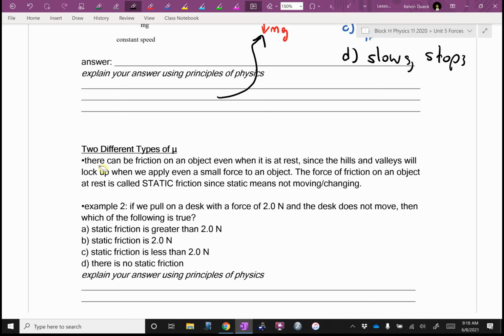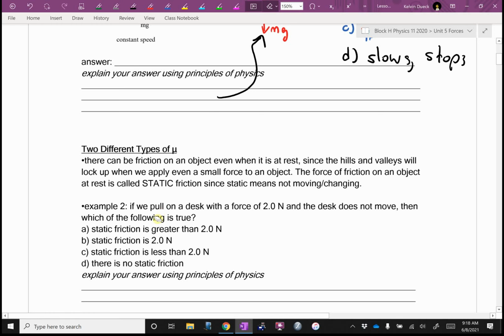So read along with me. First of all, it says this. There can be friction on an object even when it's at rest, since the hills and valleys will lock up when we apply even a small force to an object. The force of friction on an object at rest is called static friction, because static means not moving or not changing. Ooh, here's a thought puzzle, and we're going to vote.